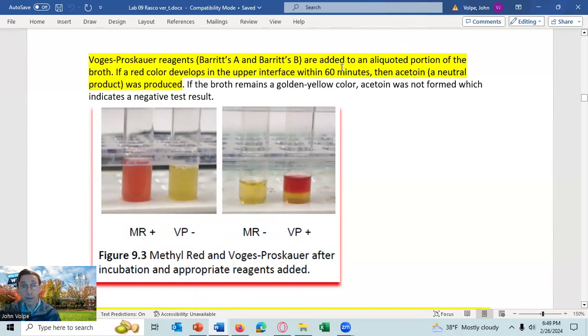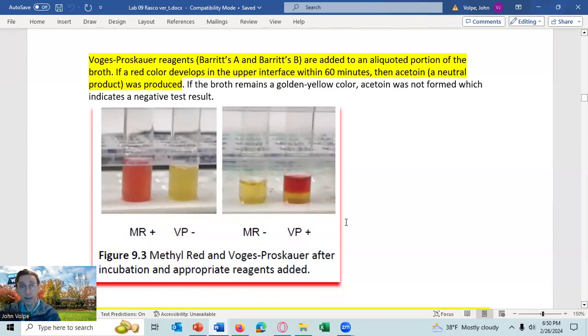We're looking at the presence of acetone, and if acetone is in the tube, it'll react with the Barritt's A and the Barritt's B and the oxygen to produce a red product. Usually at the top of the tube, there will be red in the VP positive tube, and the VP negative tube will not turn red. It'll remain yellow in color.